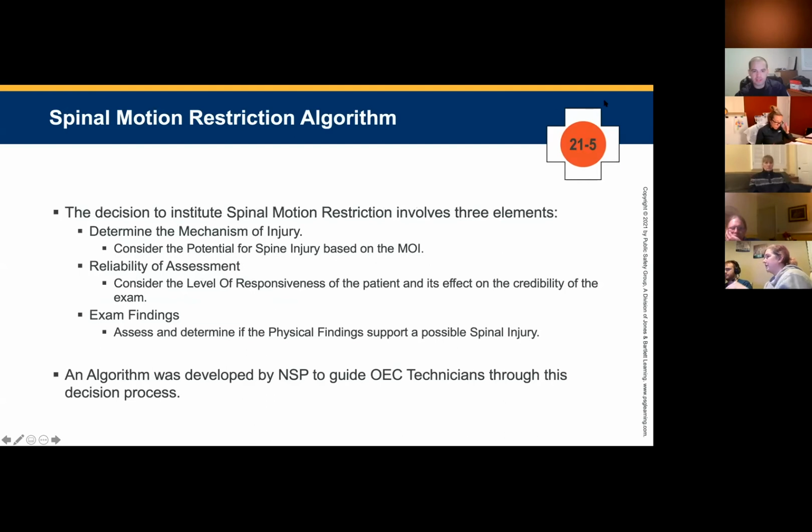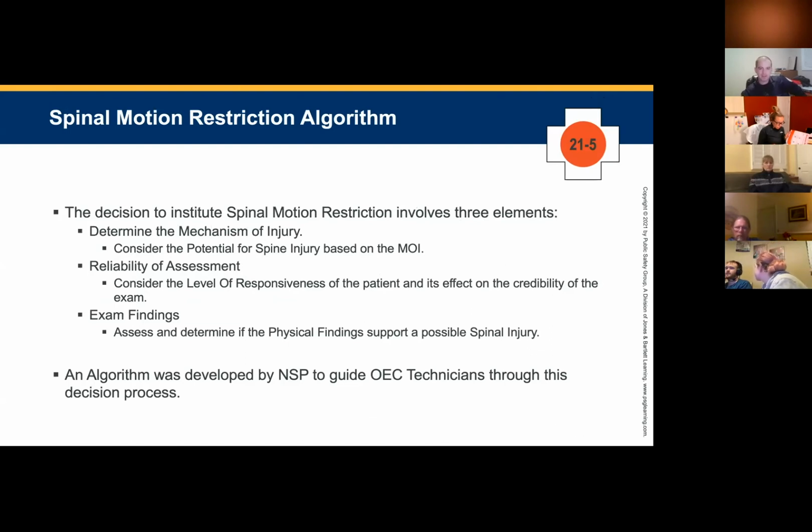When we talk about the decision to institute spinal motion restriction, we want to look at three things. One, the mechanism of injury. We want to consider whether or not there's possible spinal injury. Two, the reliability of assessment. We want to consider the level of responsiveness of the patient and its effect on the credibility of the exam. And three, the exam findings. We want to assess and determine if the physical findings support a spinal injury.